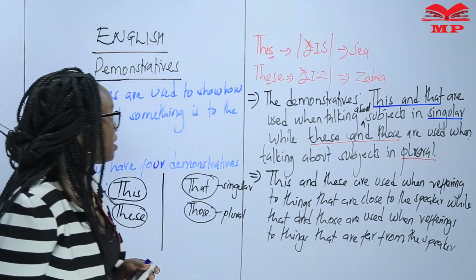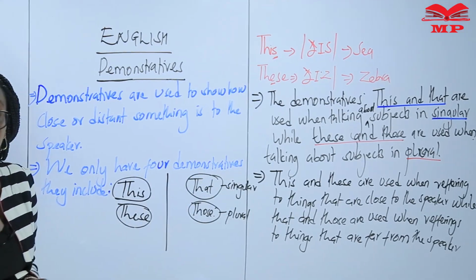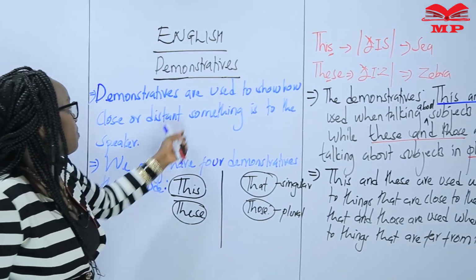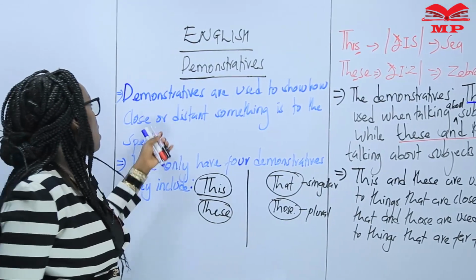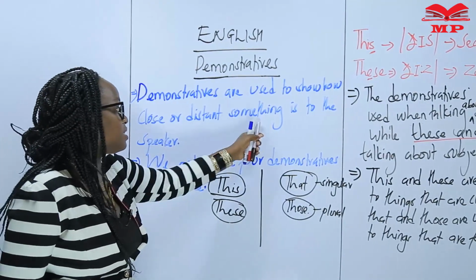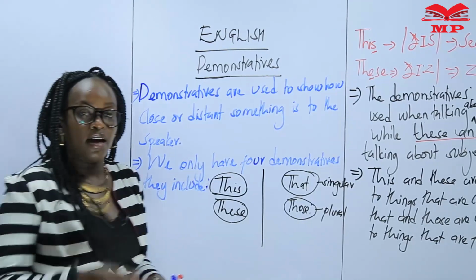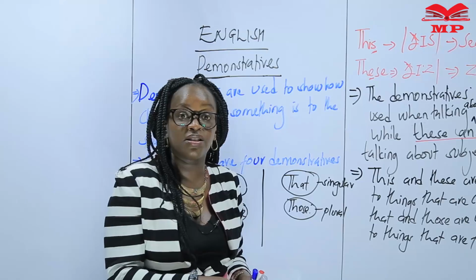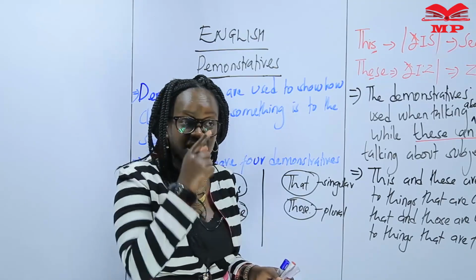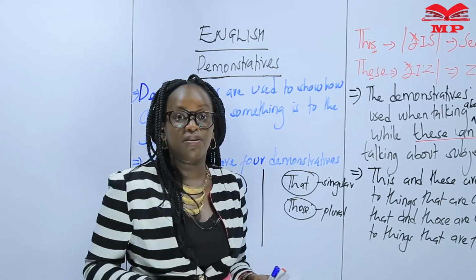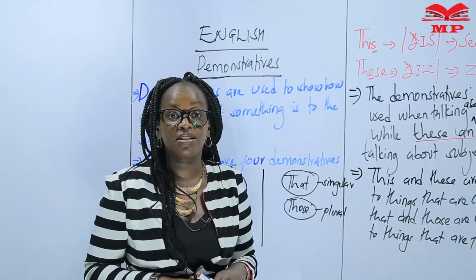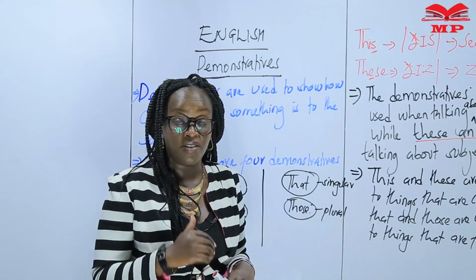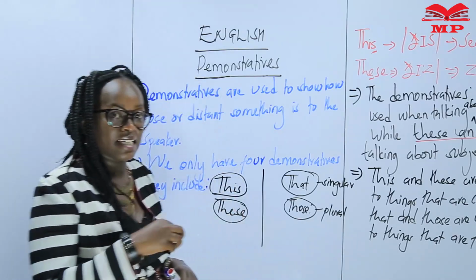Now, I'll just recap what we have actually just said regarding demonstratives. Remember, we have said that they are used to show how close or distant something is to the speaker, and the speaker is always the person. If you're the one that is pointing out your friends, those are my friends, or that is my friend, or this is my friend, or these are my friends, you become the speaker in that sentence.